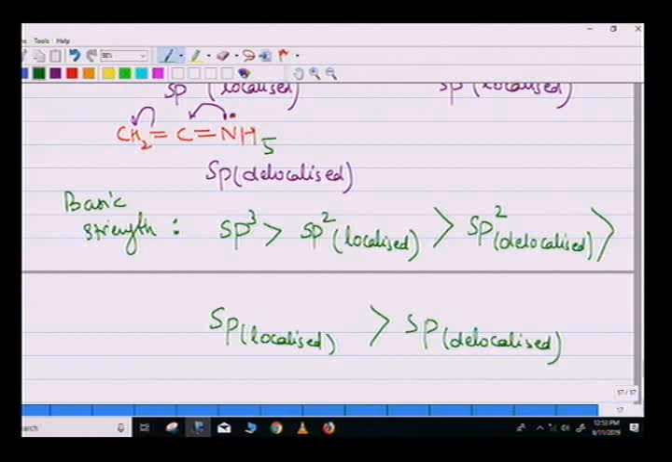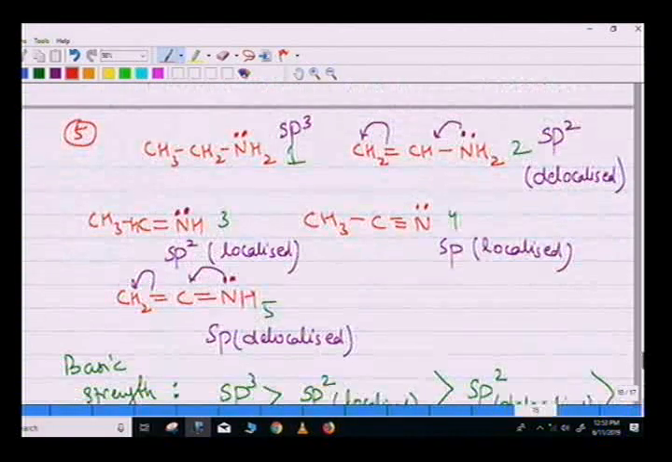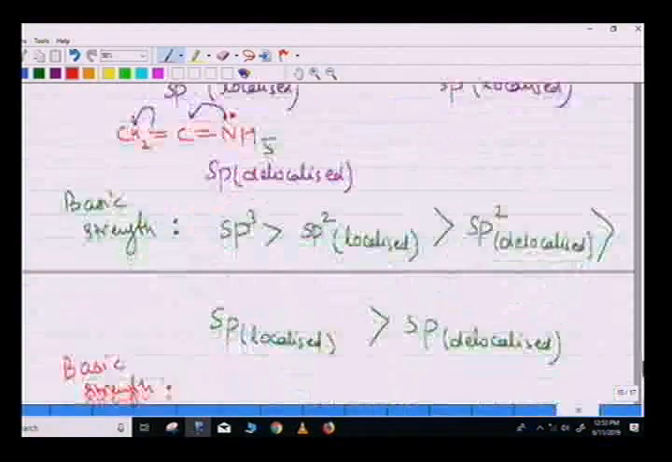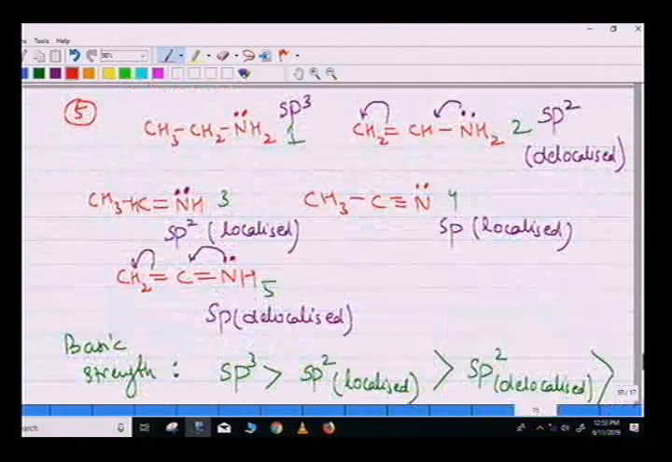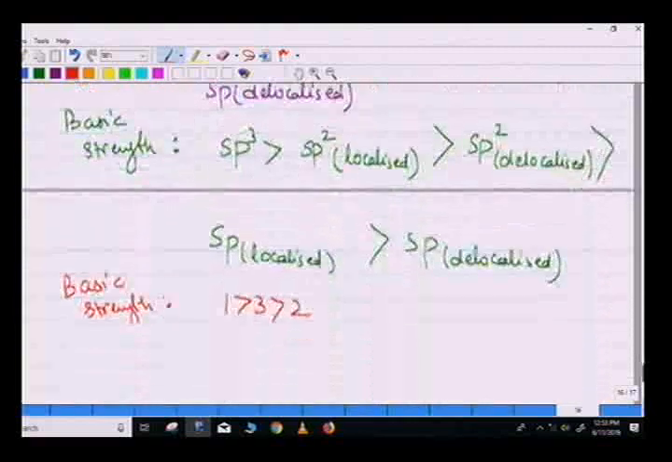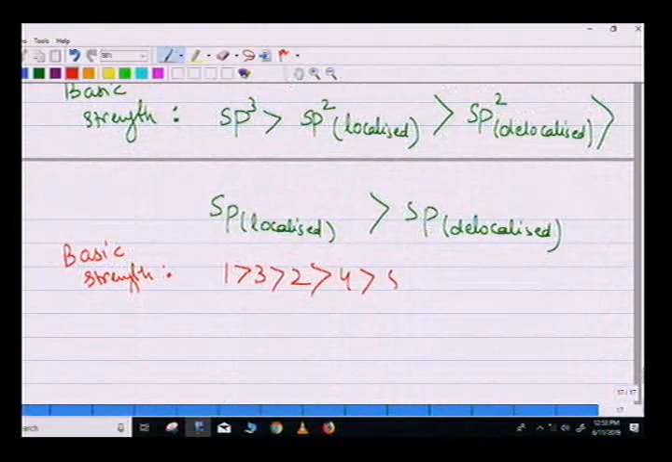Now we can find the order. So what will be the answer here? It should be first, then third, then second. I'm writing the order, you can also have it. First, third, second, then fourth, and then fifth.